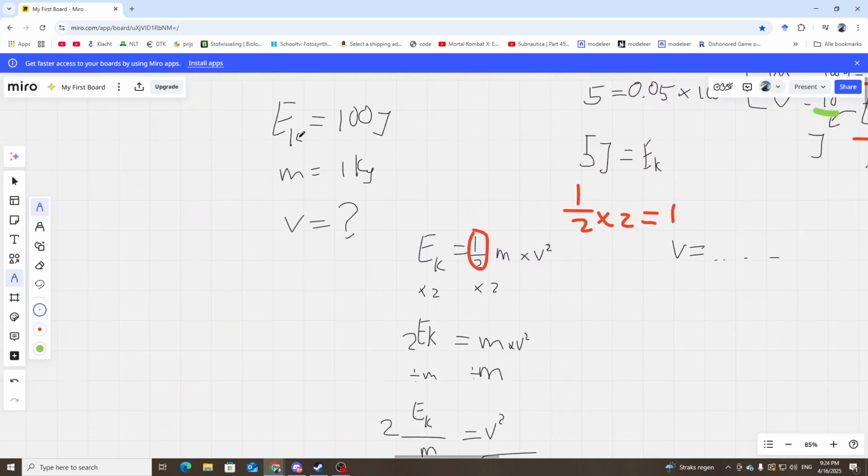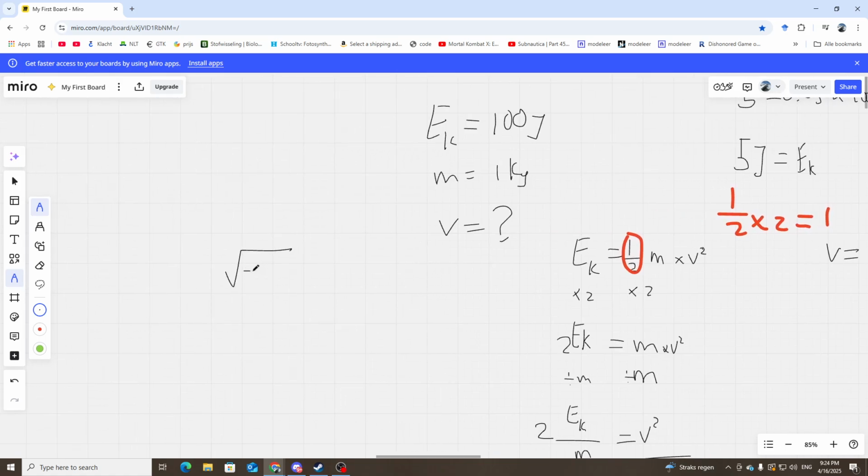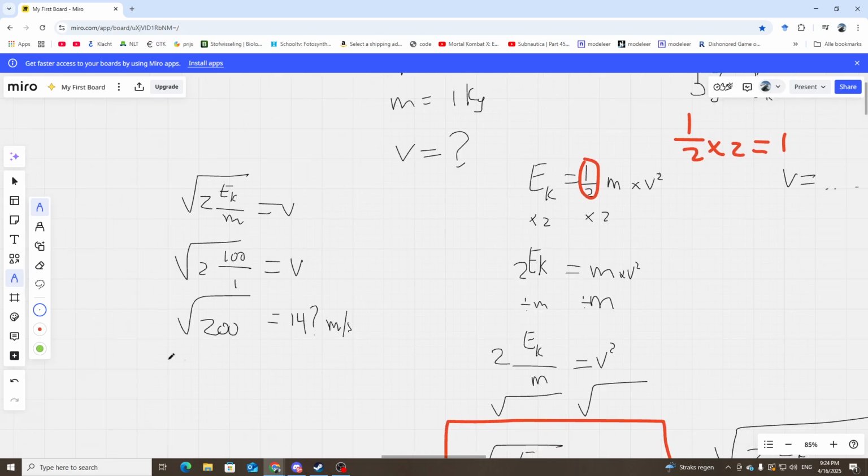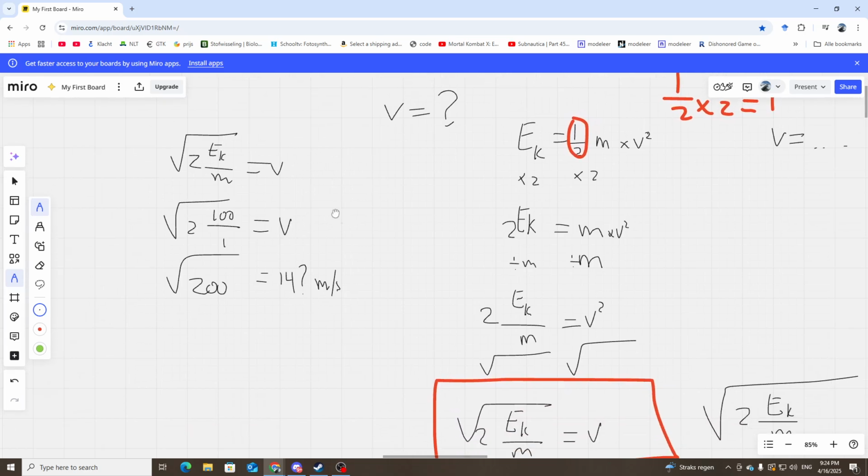And so if this is my question, I can easily plug in the digits into this newly rewritten formula. So the root of 2 times kinetic energy, which is 100, divided by the mass, which is 1, is equal to v. So 100 divided by 1 is still 100, times 2 is 200. The square root of 200 is far beyond the scope of my mind. Maybe like 14-ish meters per second. Okay, so that is how you could calculate v.